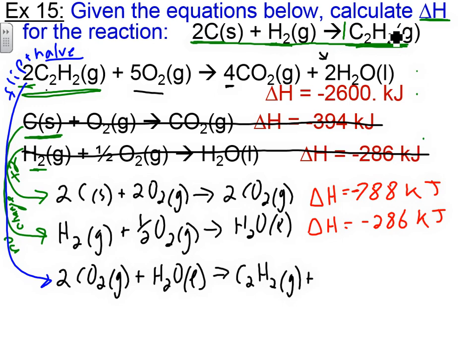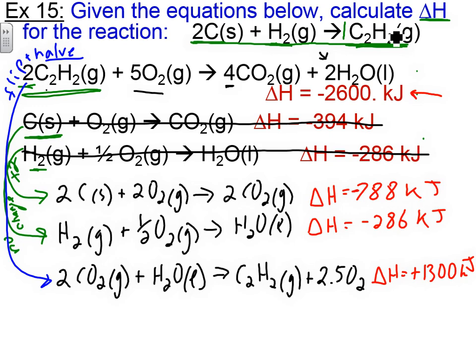Now my delta H for this equation, we'll have to take this number, which is negative, and make it positive, and then we'll have to divide it by 2. So 2600 divided by 2 should be 1300, so we got 1300 kilojoules. Okay, we can go ahead and cancel this equation out.